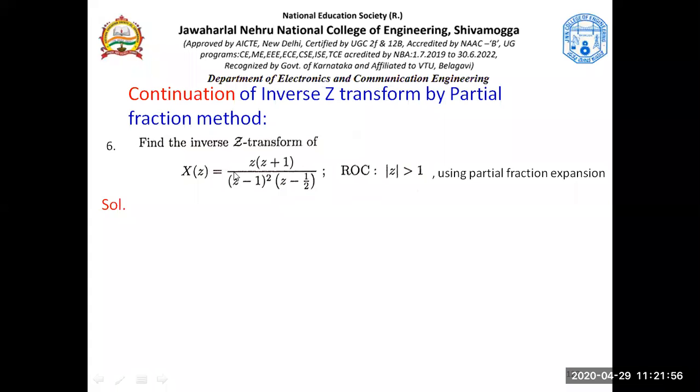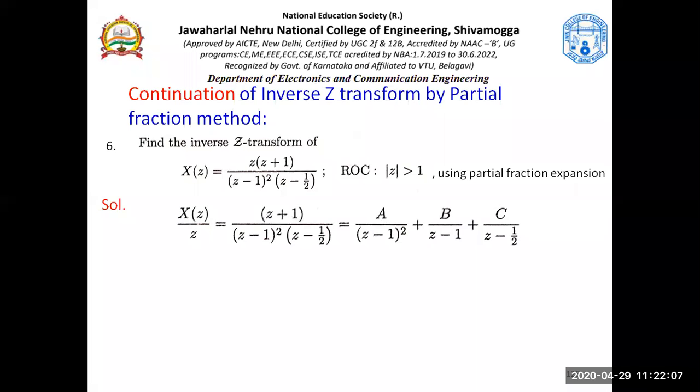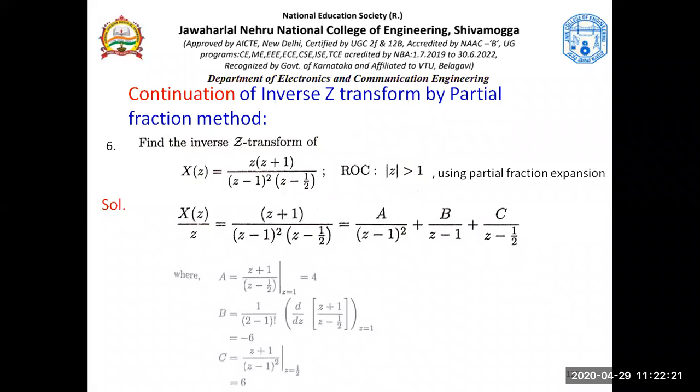So first what you would do, again, the rule in the partial fraction method is that X of z needs to be divided by z. So z is available here. So how would X of z look like? The X of z looks like this. X of z by z looks like this. Now how can I expand this by partial fraction method? See, A by (z minus 1) squared, B by (z minus 1) plus C by (z minus half). So I've just taken this out of the textbook.